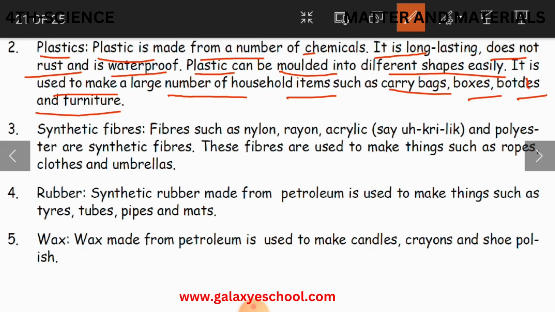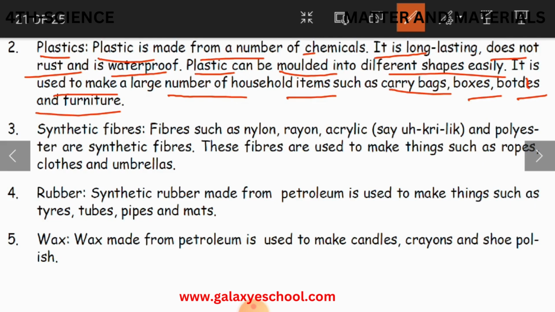And you can mold it. Plastic can be molded into different shapes easily. People can make things with plastic in different shapes according to our convenience. For example, we have carry bags, boxes, bottles, furniture, so many toys, so many planters. So many things are made in different shapes with plastic, and it gives us a long life. That is why we prefer to use plastic.